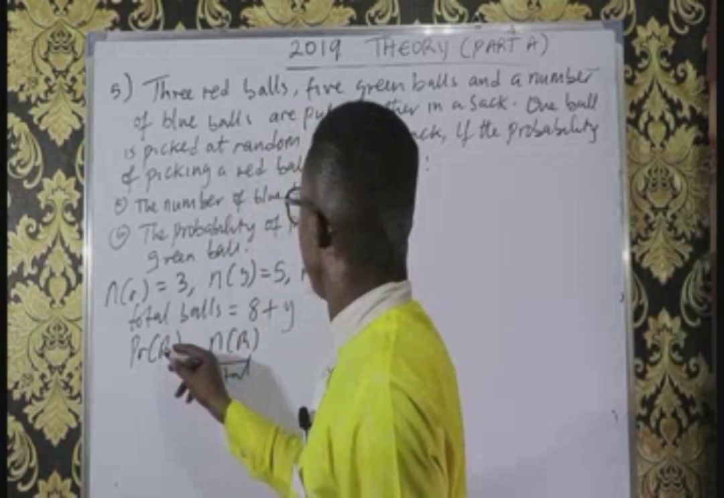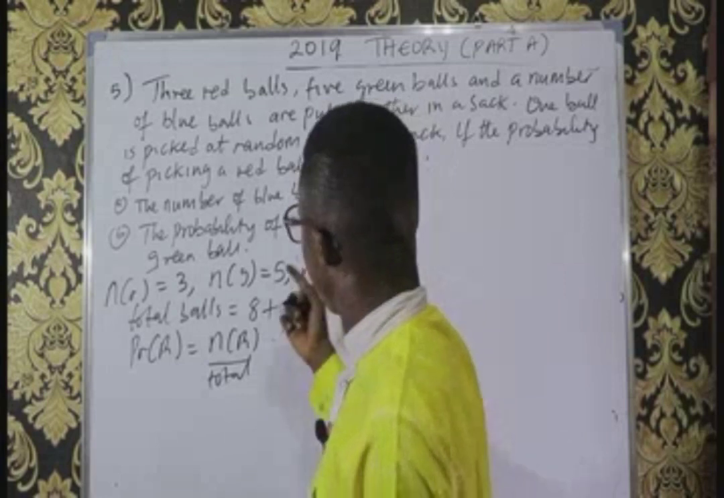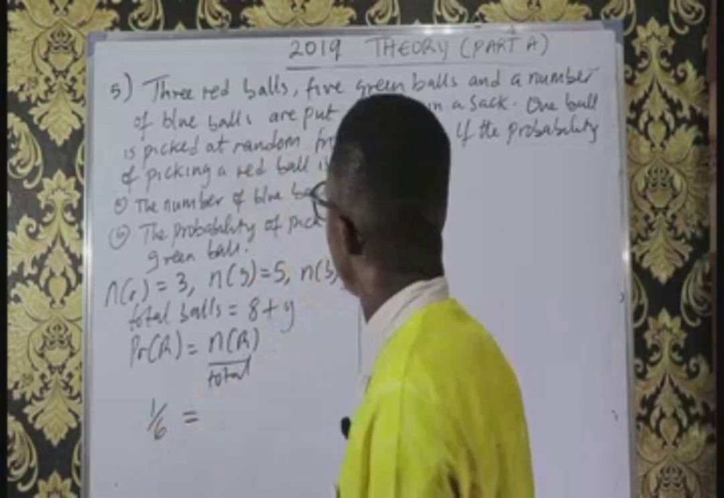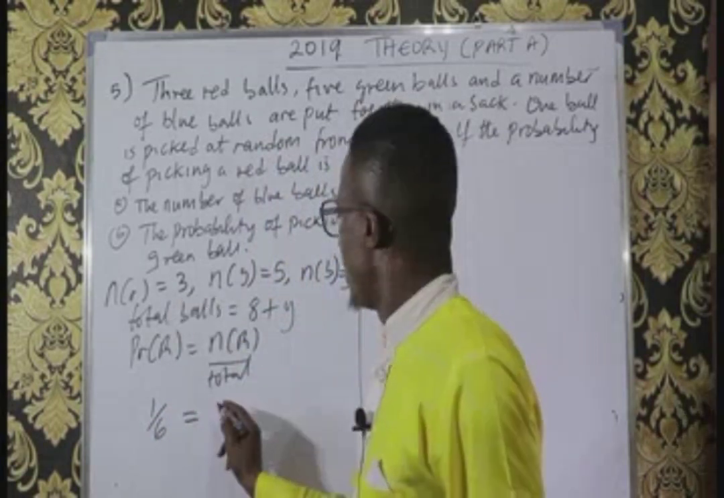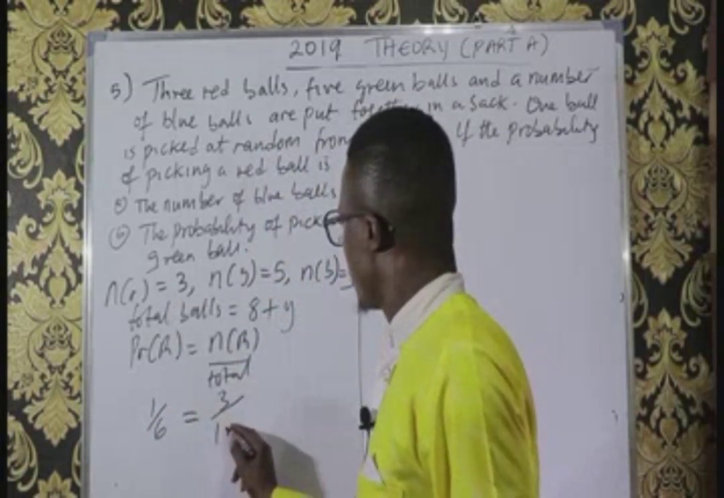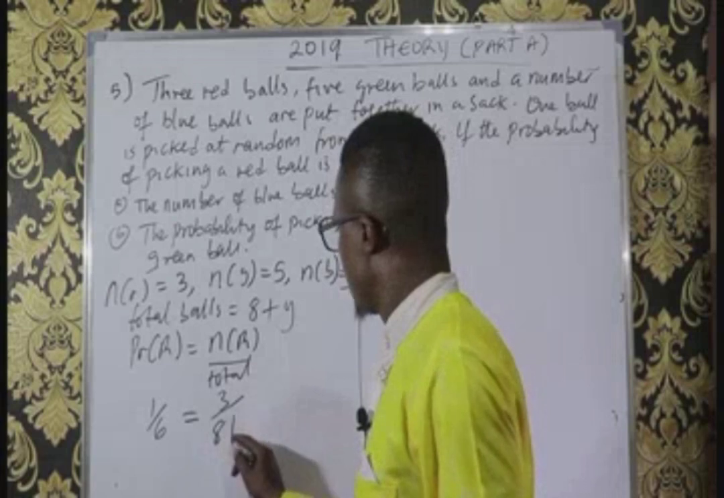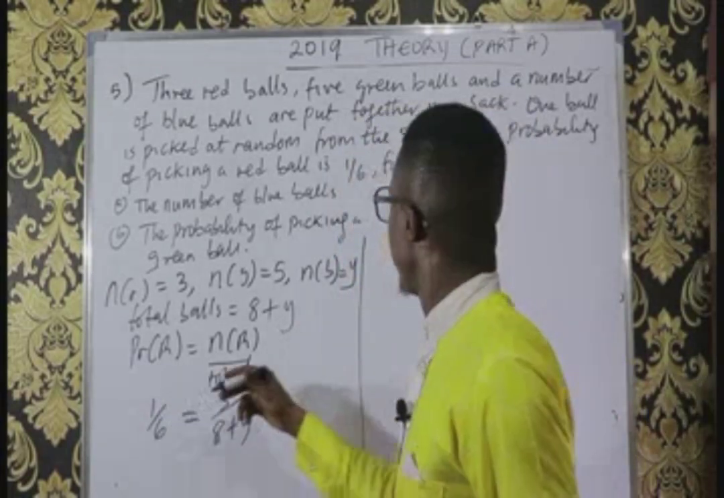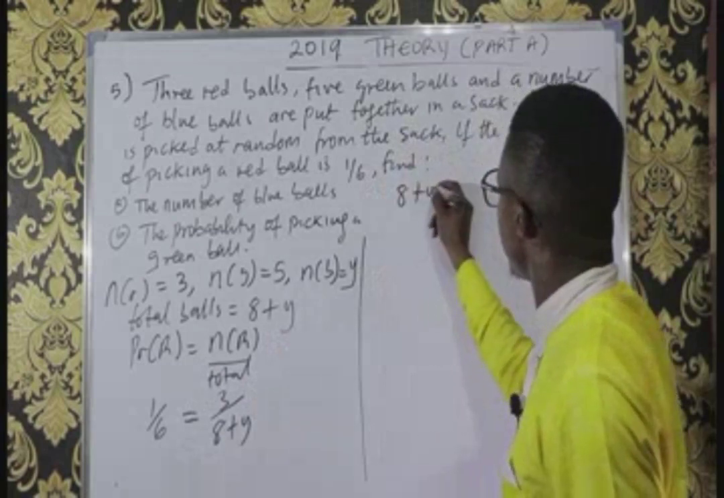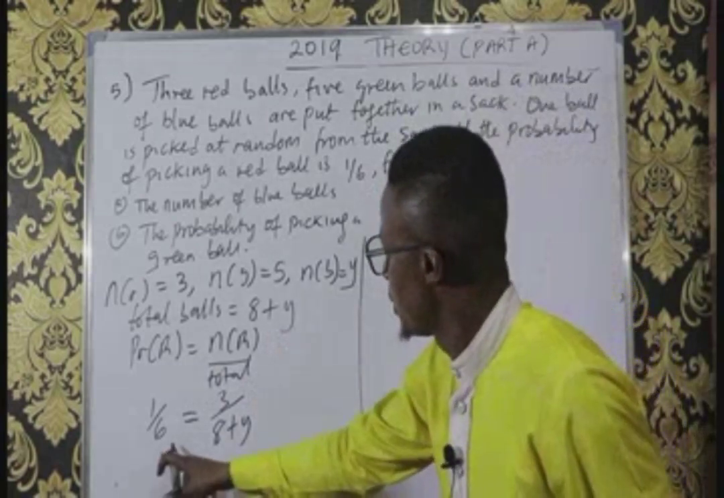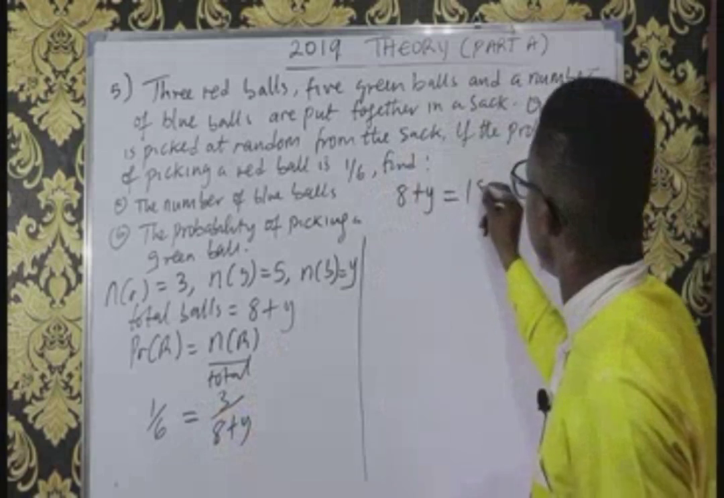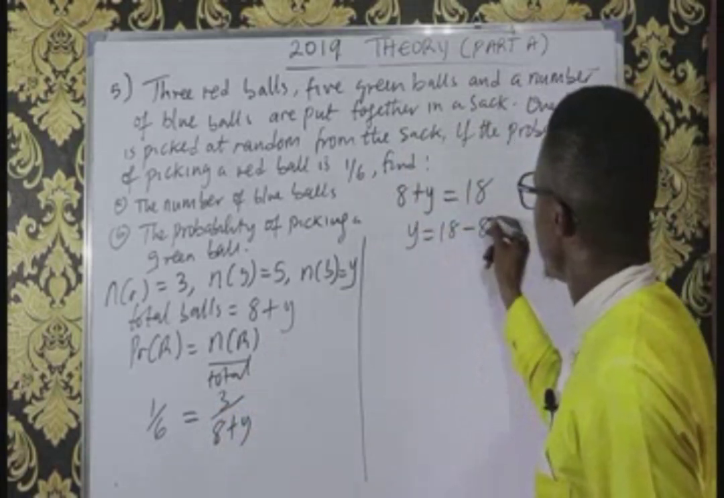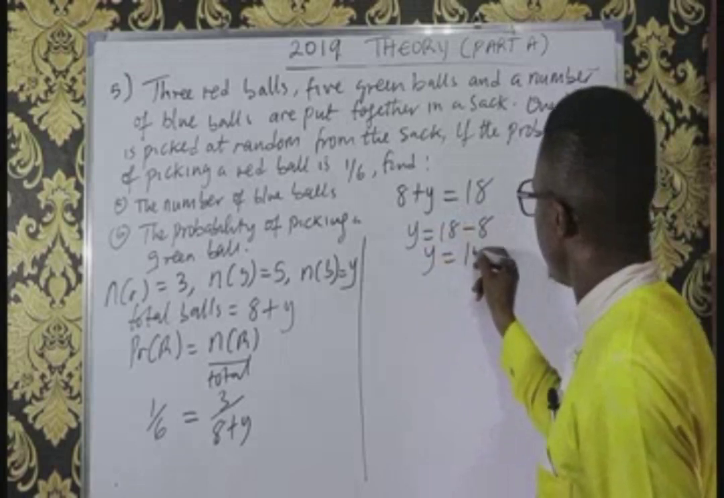And what is the probability of picking a red ball? We are told it is 1/6, so we represent it with 1/6 equals the number of red balls, how many? 3 over the total balls, which is 8 plus y. Cross multiply: 8 plus y times 1, we shall get 8 plus y equals 6 times 3, we get 18. So y is now 18 minus 8, and 18 minus 8 will give us 10.